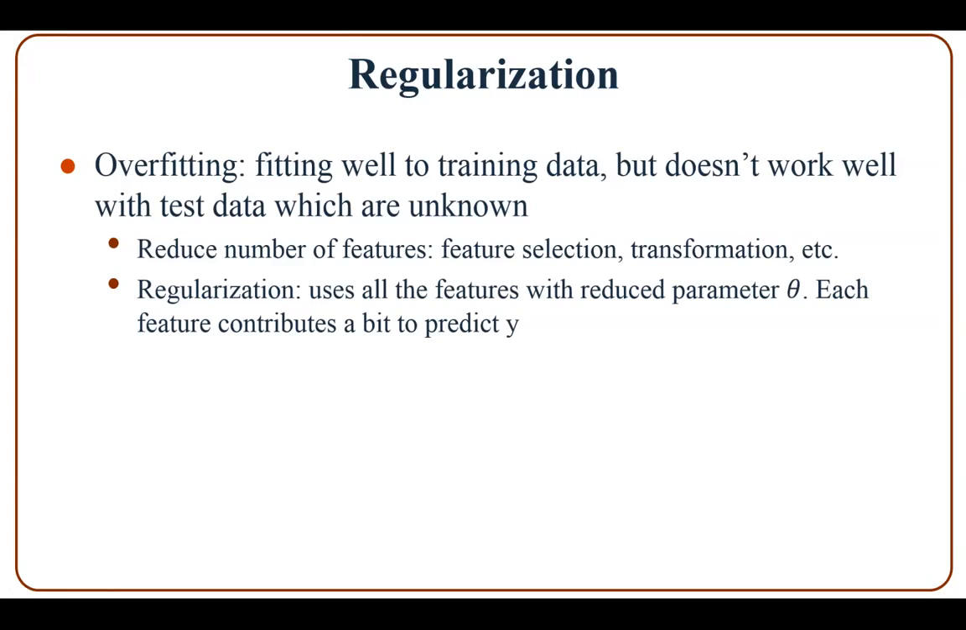One way is to reduce the number of features. So we can do feature selection or transformation, for example, principal component analysis, and select a few first dimensions. Another way is to use regularization, and here we use all the features with reduced parameters theta, and each feature contributes a little bit to predict y.